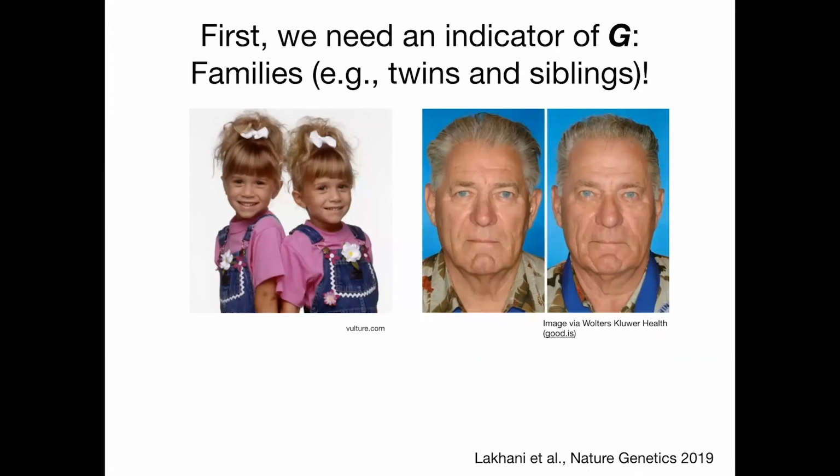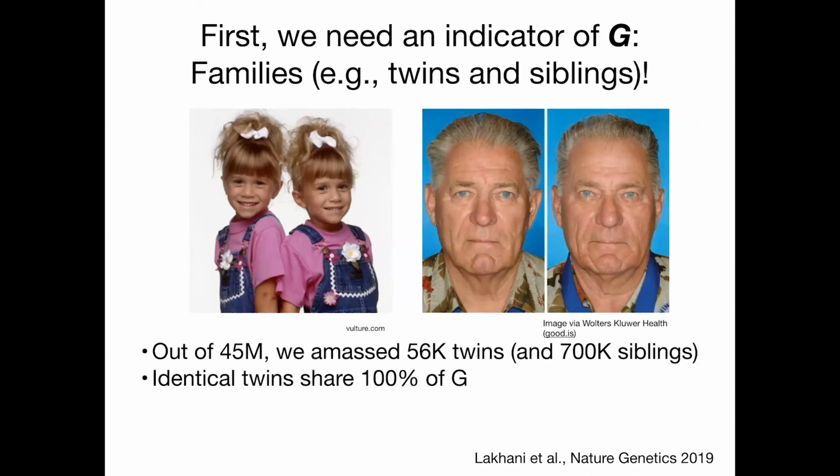One way you could do it is using family-based studies, and that's what we did in our first case study. You can get an aggregate indicator of genetics by using families such as twins and siblings. So out of 45 million data points or individuals in this data set, we were able to get almost 60,000 twins and 700,000 siblings. And that's the primary advantage of using these administrative types of big data approaches, is you have a large sample size by which to do your data mining.